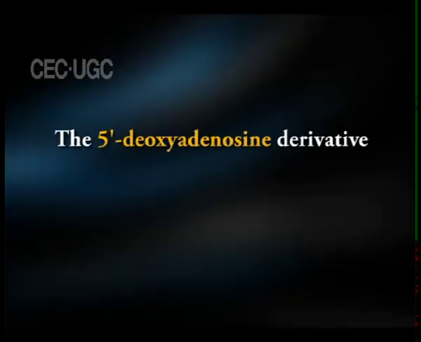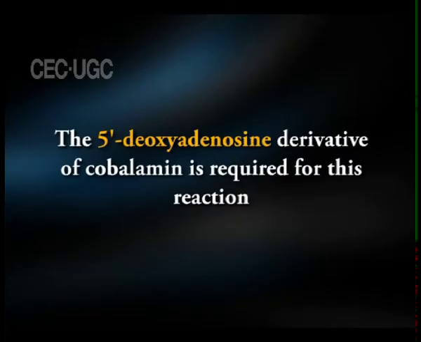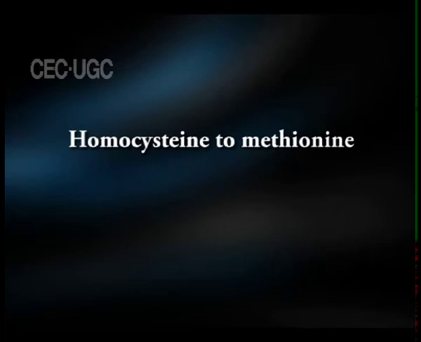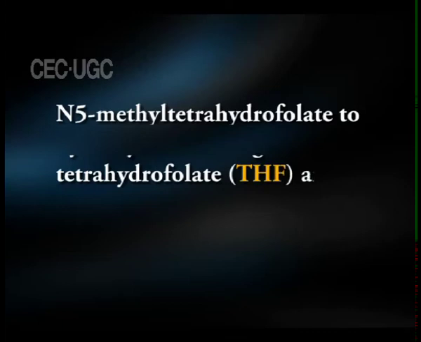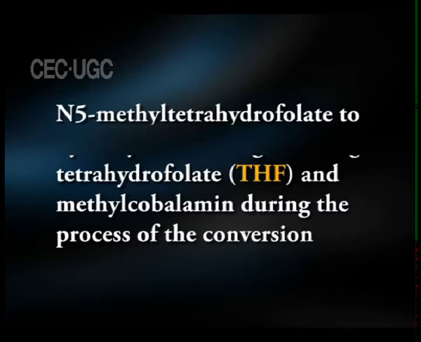The 5-deoxyadenosyl derivative of cobalamin is required for this reaction. The second reaction requiring vitamin B12 catalyzes the conversion of homocysteine to methionine and is catalyzed by methionine synthase. This reaction results in the transfer of the methyl group from N-methyltetrahydrofolate to hydroxycobalamin, generating tetrahydrofolate, THF, and methylcobalamin during the process of the conversion.